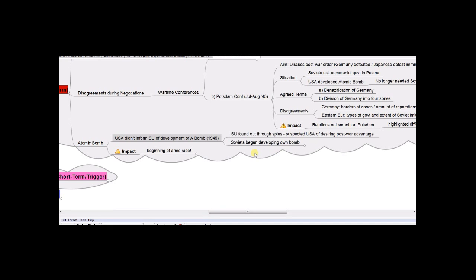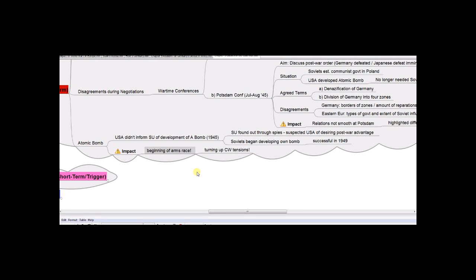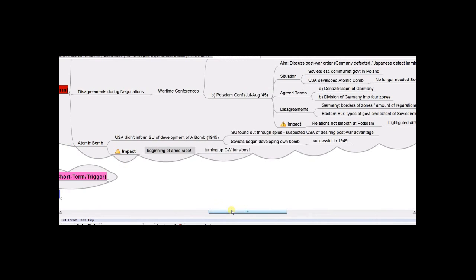Okay, and the Soviets, because Stalin was the paranoid guy that he was, began developing their own atomic bomb, and were eventually successful in 1949. And the impact of this was to begin the arms race between the two superpowers. Okay, and when you have this arms race, basically it turns up the Cold War tensions. So if we remember, we looked at how there was tremendous tension between the superpowers due to the nuclear arms race, and this basically started after 1949, when the Soviet Union managed to develop its own atomic bomb. Right, okay, so that's for the medium-term factors when we look at World War II itself.